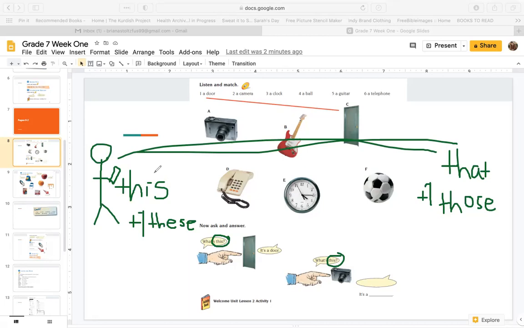Talk about the things near you. This is a book. This is my water. This is my phone. These are my papers. These are my pens. That is the door. That is the street. That is my brother. Those are my brother's friends. Those are cars. Those are mountains. Okay? This and these, near. That and those, far.